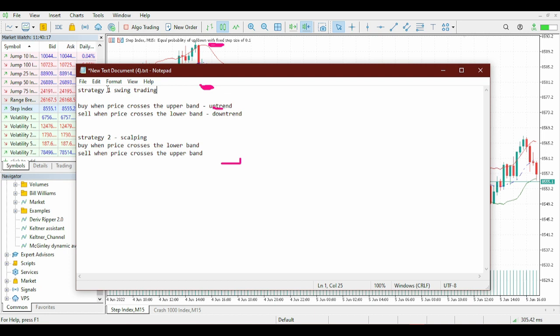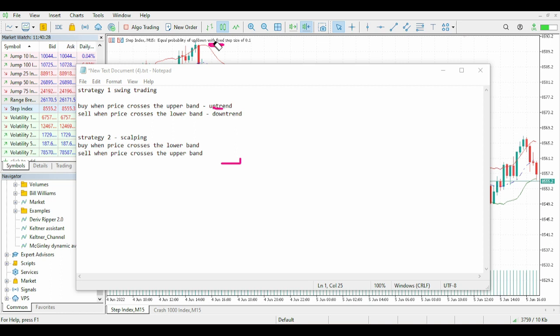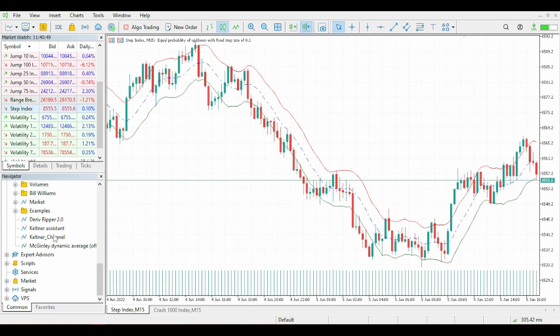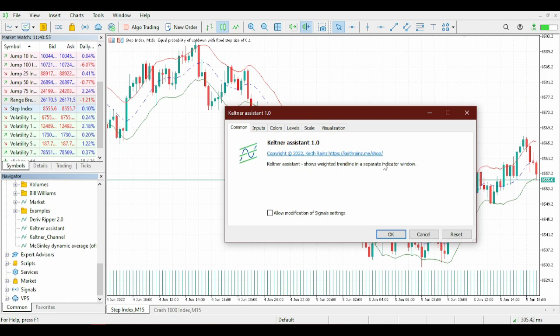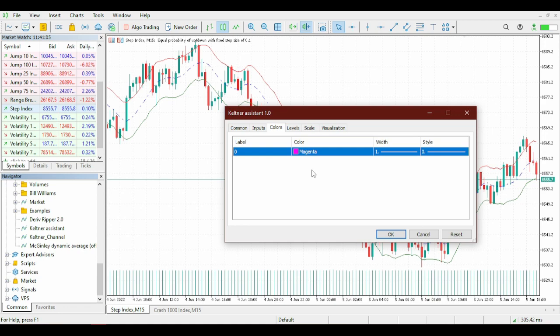So just in case you can't follow the first strategy, let's talk about strategy number two, where you do the opposite, okay. So let me just delete this. For strategy number two, this is where my custom indicator code, the Keltner assistant, comes in. So let us just try to add the Keltner assistant, which is this one over here, and you can change the colors if you want, but for now I'm going to simply leave it the way it is, leave it at magenta, just like that. I'm going to click on OK.